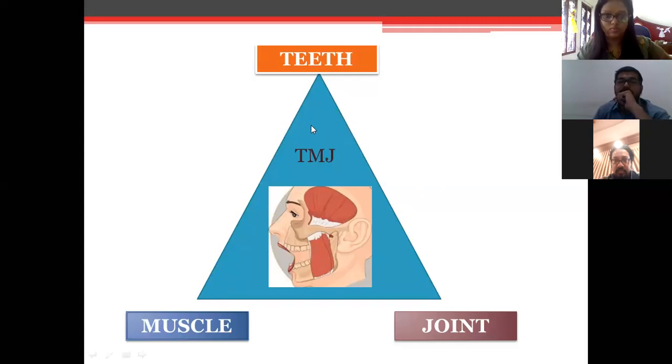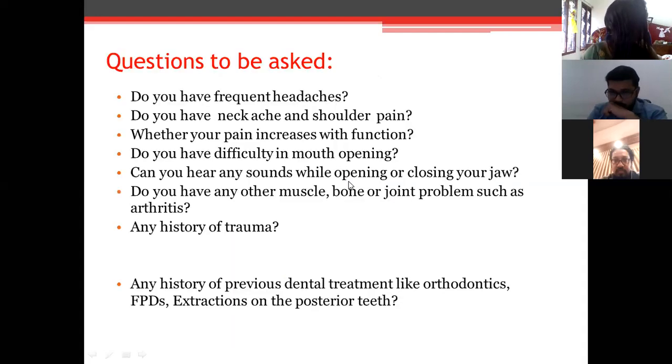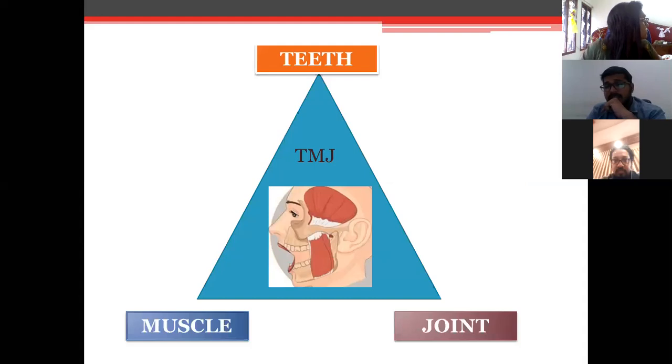So what do we mean by TMJ, or temporomandibular joint? As the name itself says, in the stomatognathic system the TMJ involves the tooth, muscle, and joint. All three play an important role, because all three together we call a temporomandibular joint disorder. So the teeth, muscle, and joint all have to do their own part properly.